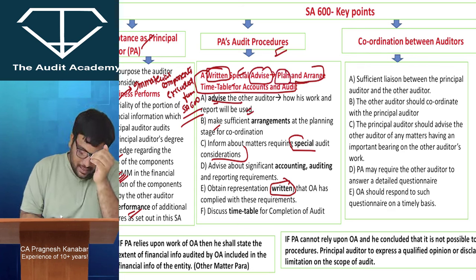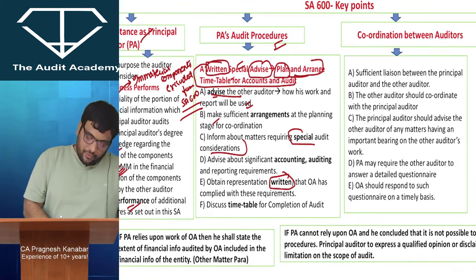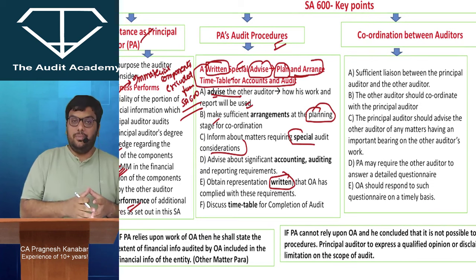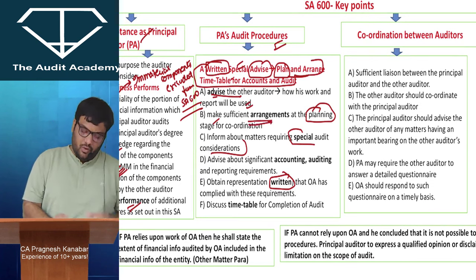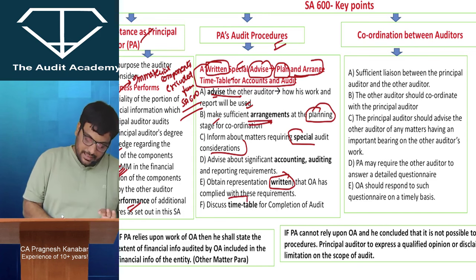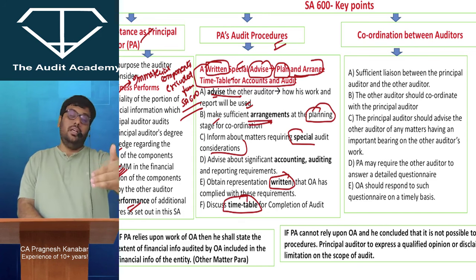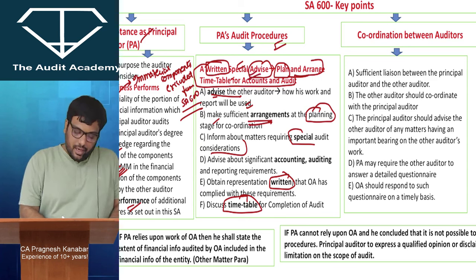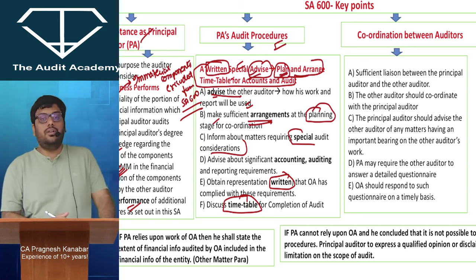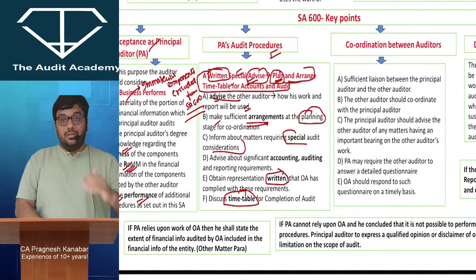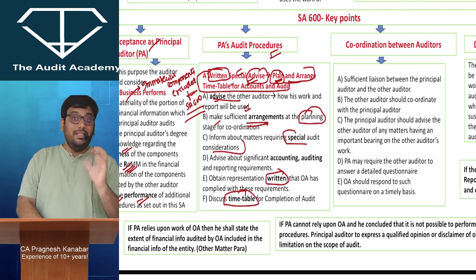Then plan and arrange timetable. Look at this. From the planning stage itself, start your coordination. Don't straight away connect with him in the reporting stage. From the planning stage itself, make all the arrangements and ensure that you are discussing the timetable for completion of audit, because only if the other auditor completes the work will you be able to start with your reporting work. Okay, accounts and audit. Whatever are the significant accounting and auditing requirements, it is expected that both of you will discuss that with each other. Am I clear with this? This is how you're going to liaise with him, and how you're going to work with that other auditor.